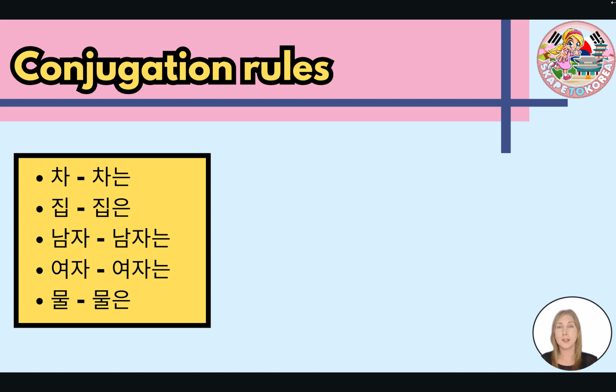남자 ends in a vowel. 남자 is a guy, so you're adding 는, so 남자는. And then 여자 is a girl. It also ends in a vowel, so you're adding 는, becomes 여자는. And 물 is water. It ends in a consonant, so we're adding 은, and it becomes 물은.